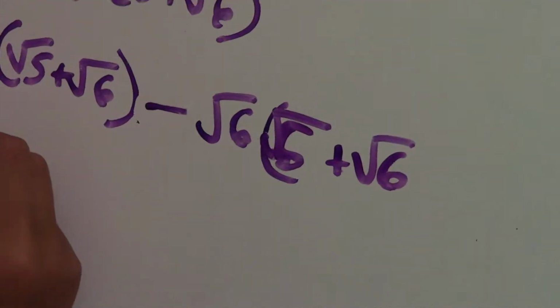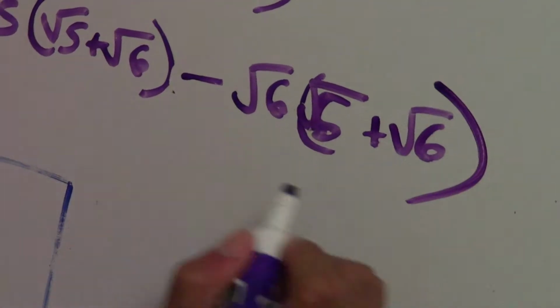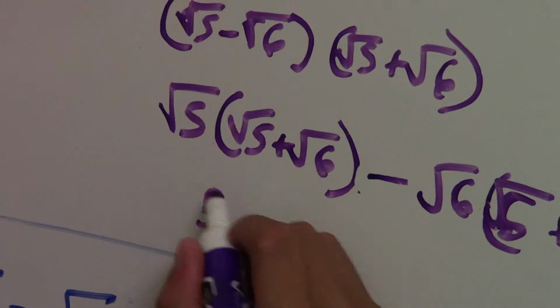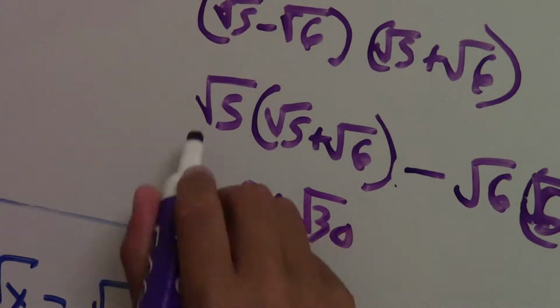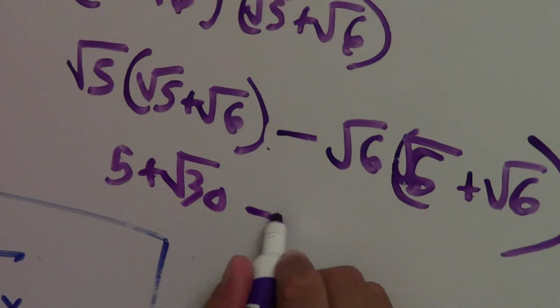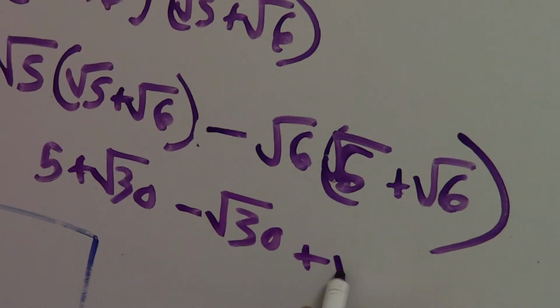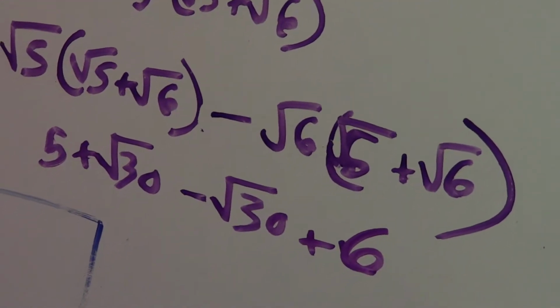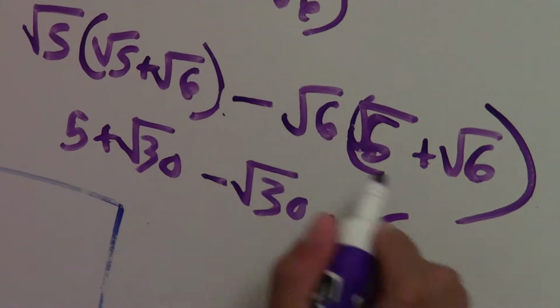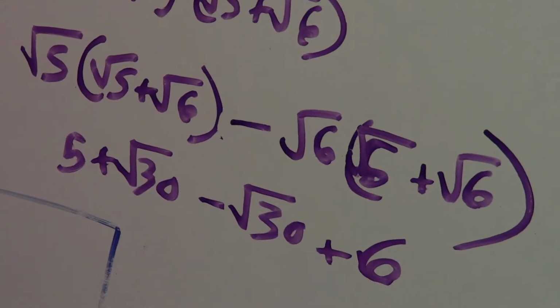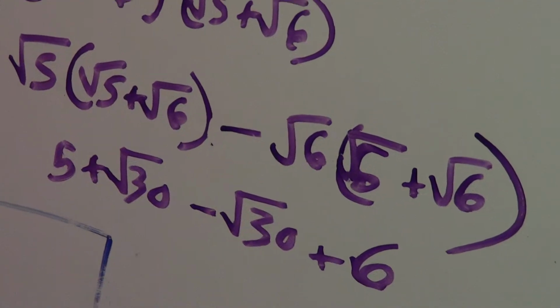Then when we do that, parentheses. Yeah, when we do that, square root of 5 times square root of 5, that's just 5, plus the square root of 30 because of that, minus the square root of 30 plus 6, because we multiply.